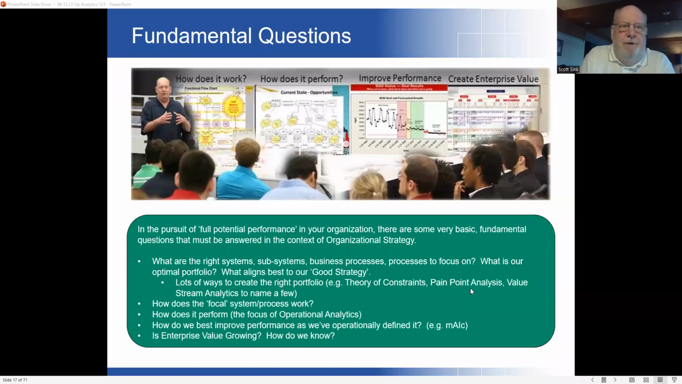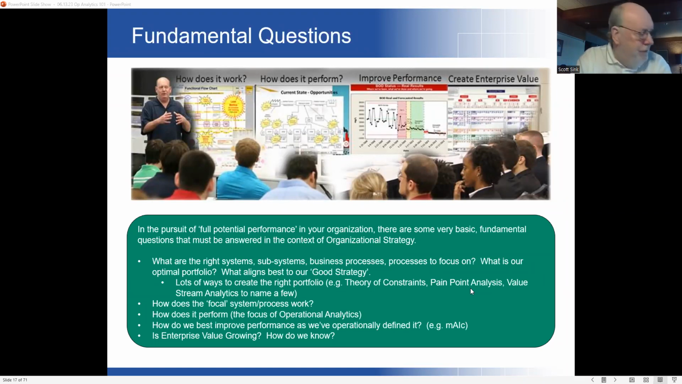So all these questions that I listed here in the green box: what are the right systems, subsystems, business processes that we should be focusing on? What is our business's optimal portfolio? That's a very fundamental question that I'm not sure many organizations really sit down and ask. This is the optimal portfolio at the enterprise level. This is what we should be doing in HR. This is what we should be doing in finance. This is what we should be doing in this revenue generating business unit. So what aligns best to our good strategy?